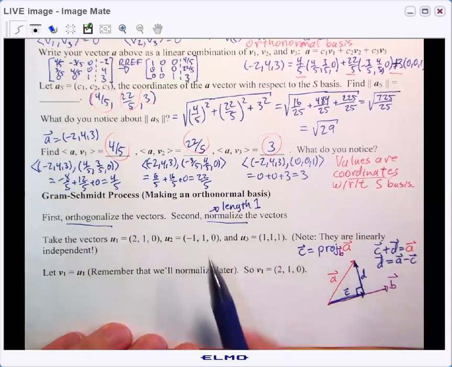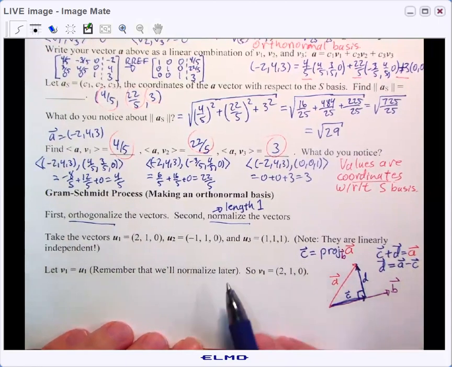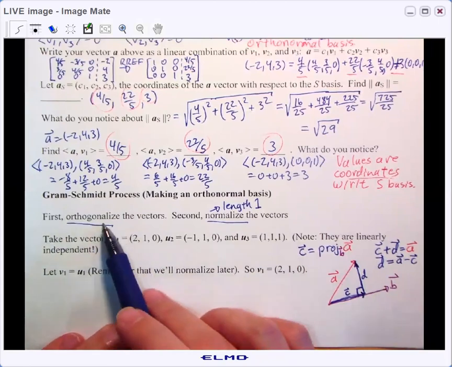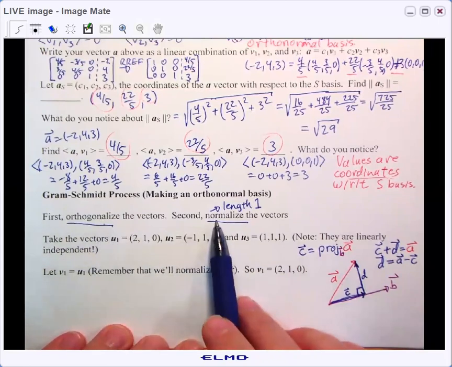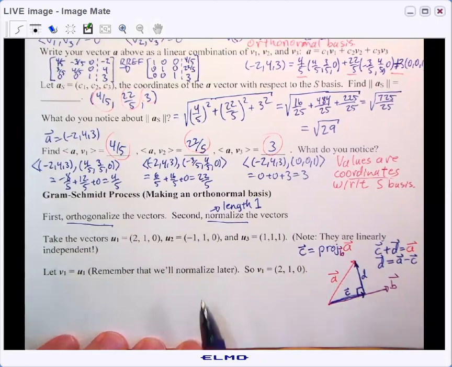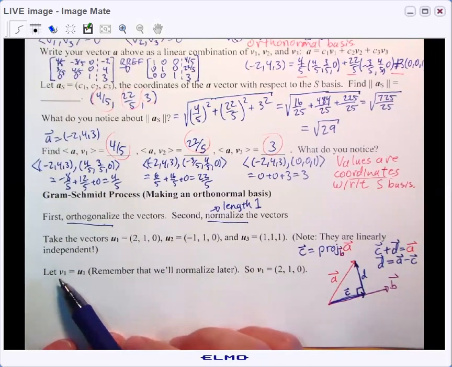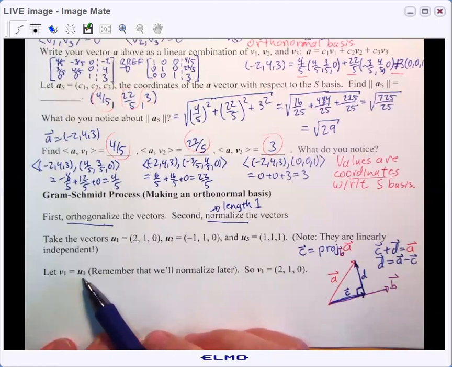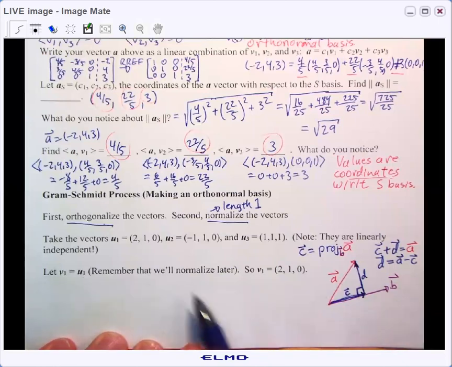So let's get back to our Gram-Schmidt process. Remember that we want to orthogonalize, and then if we're doing this by hand, normalize second. So we have to have some place to start. We're going to let V1 be a new vector, and we're going to let that be the U1 vector, whatever it was to start with. You have to have some starting place. So we're going to start with the vector 2, 1, 0.